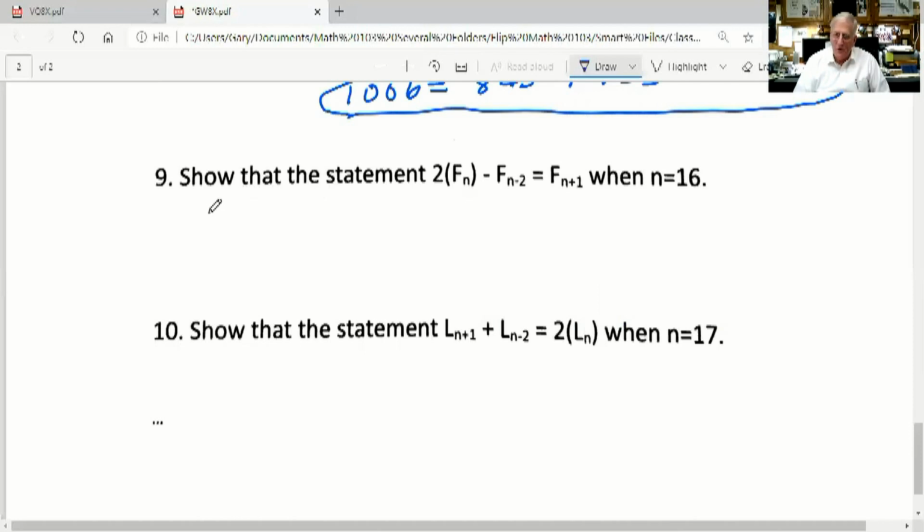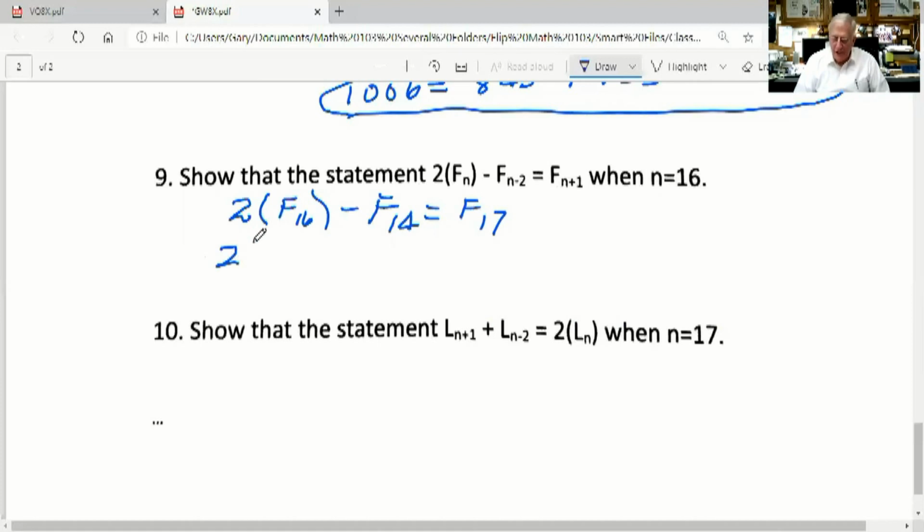All right, so what am I going to get? I'm going to get 2 times f sub 16. If I subtract from that f sub, putting the 16 in the subscript, I get f sub 14, right? And that is supposed to come out to be f sub n plus 1, which would be f sub 17.